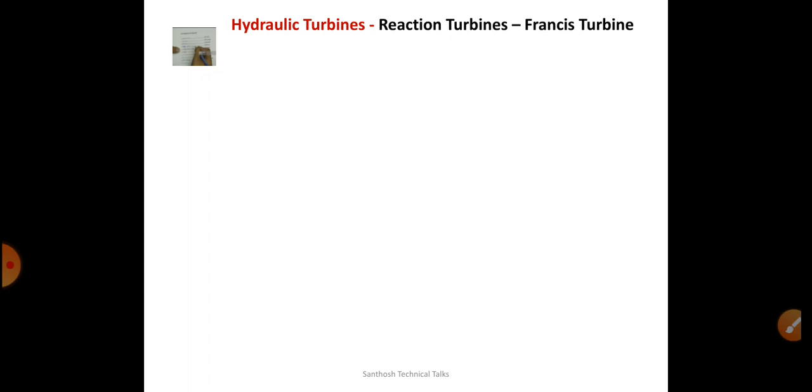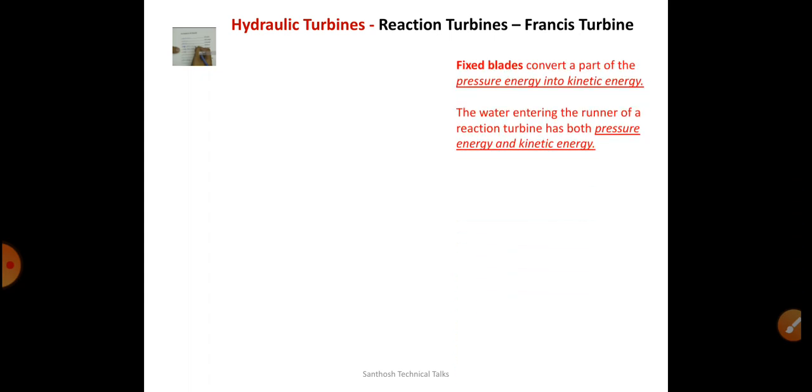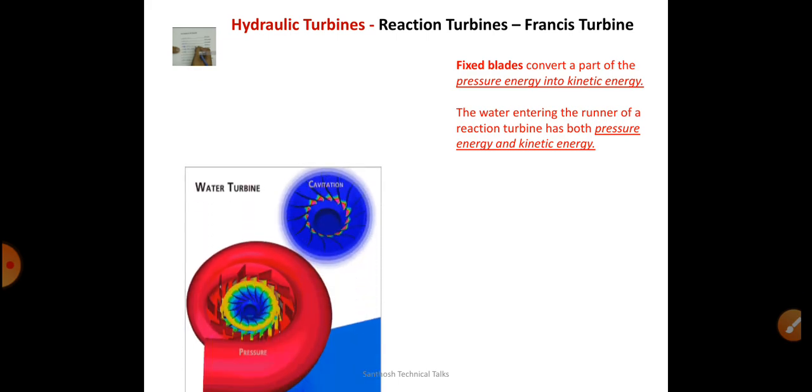In the reaction turbine, first we are going to discuss the Francis turbine. The Francis turbine generally has fixed blades as well as moving blades. The fixed blade converts a part of the pressure energy into kinetic energy, and the water entering the runner, that is the moving blade of the reaction turbine, has both pressure as well as kinetic energies.